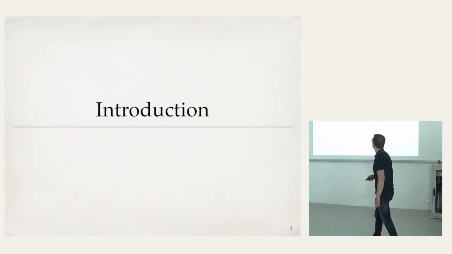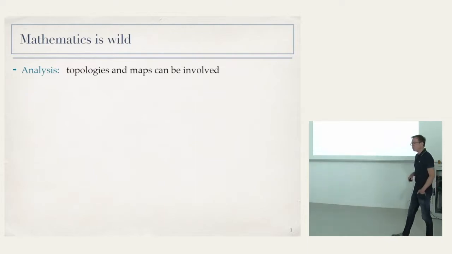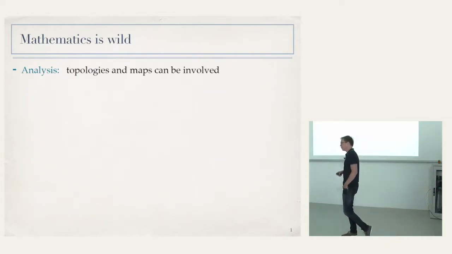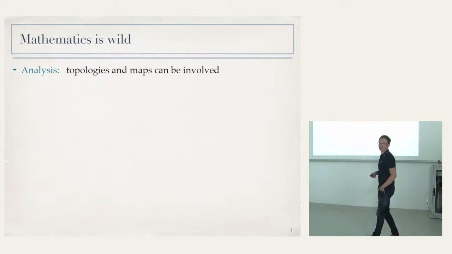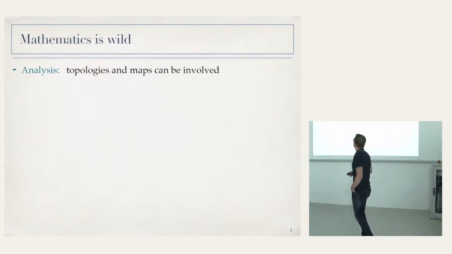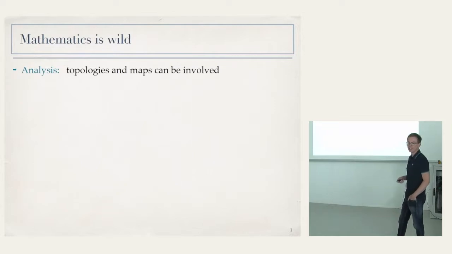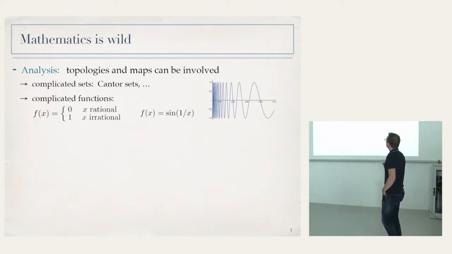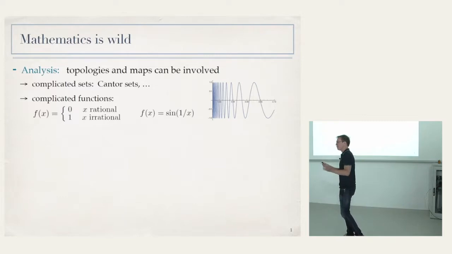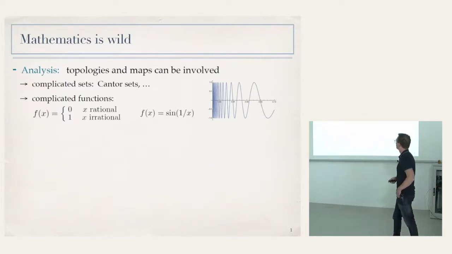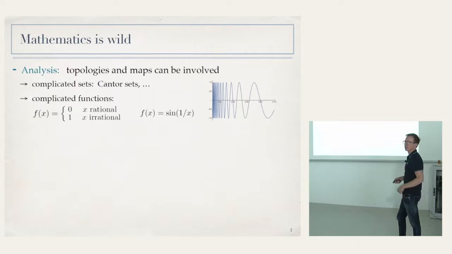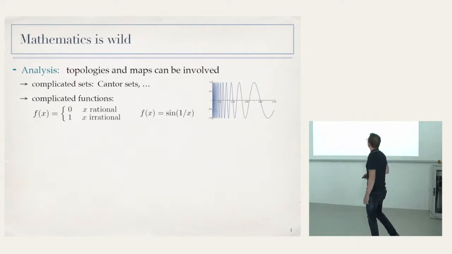Let me start with a very general introduction. When we start to study mathematics or physics, we realize quickly, at least from the experience from school, that mathematics is wild. Especially when you learn analysis, we realize that topologies and maps can be really involved. They are used as counterexamples for all kinds of simple thoughts. And we learn about complicated sets, for example, Cantor sets, which are infinitely refining sets. We learn about complicated functions, so mathematicians have no problems with functions which are jumping at infinitely many places and so on.